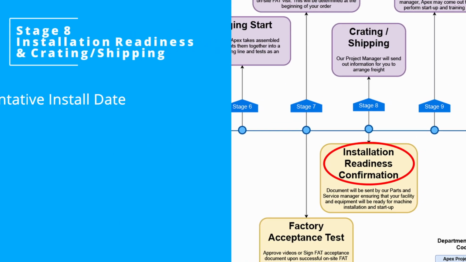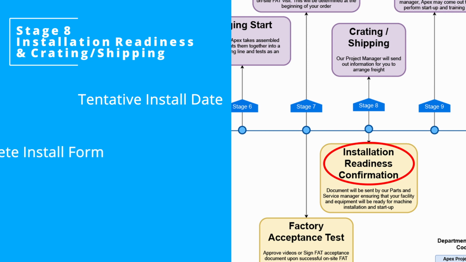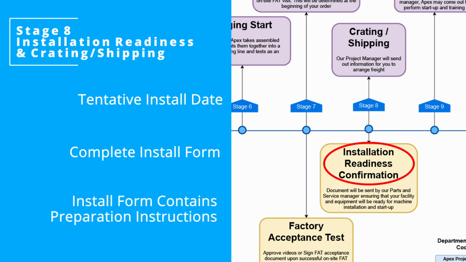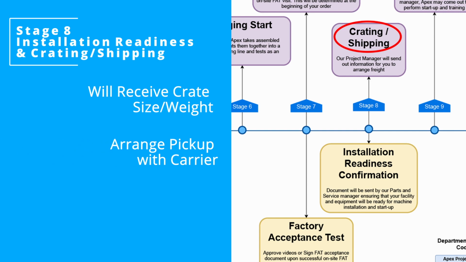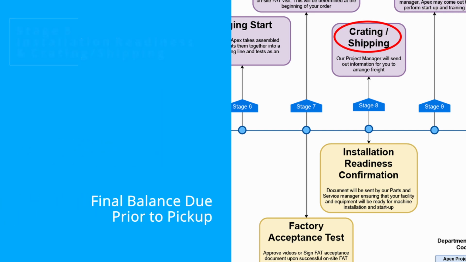If you purchased installation or training services, a tentative date will be scheduled and you will be sent an installation readiness form to be filled out and returned. The steps you will need to complete prior to your installation are outlined in that form. Once you have approved your equipment, we will then crate it. You will be sent the weight and dimensions so that you can make an arrangement with your carrier. Any remaining balance must be paid in full before your equipment can be picked up.